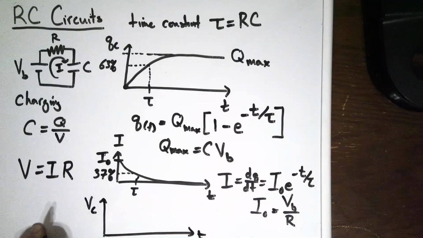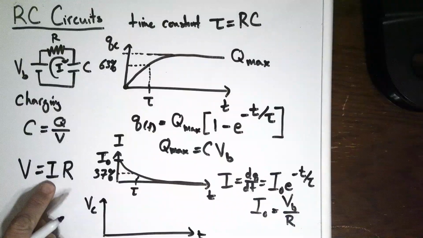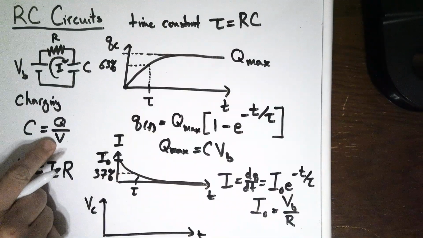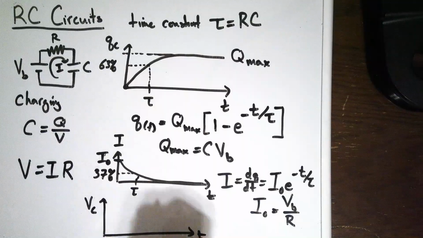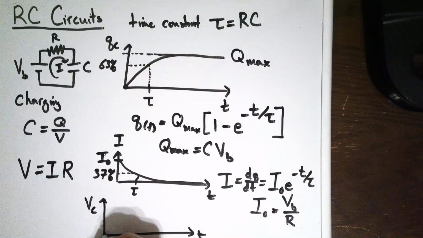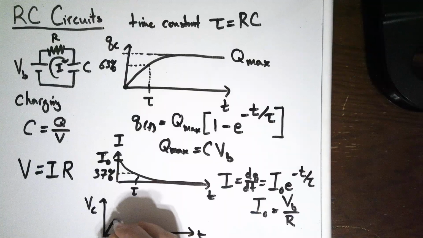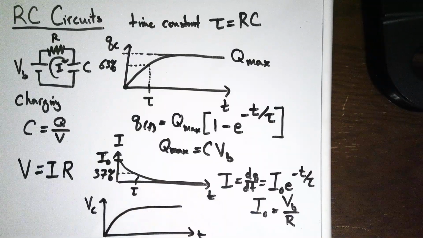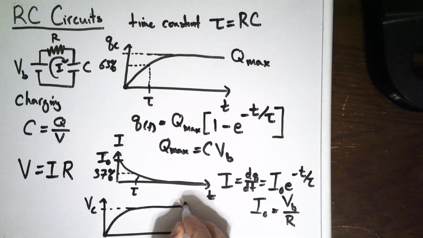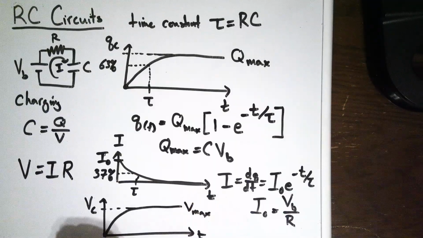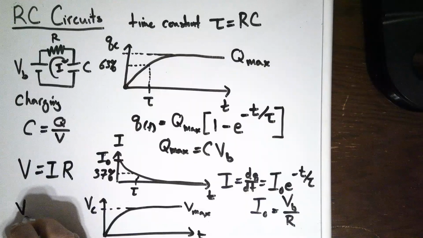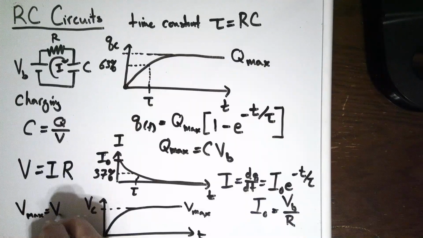As I said initially, where we're at the maximum current right here, there's no charge on the capacitor, so there's no voltage across the capacitor. We start here at 0, and then it gradually rises to whatever the maximum voltage is. Same kind of time constant behavior going on: when we hit t equals tau, we're at 63% of the maximum voltage, and the maximum voltage here is just the voltage of the battery.